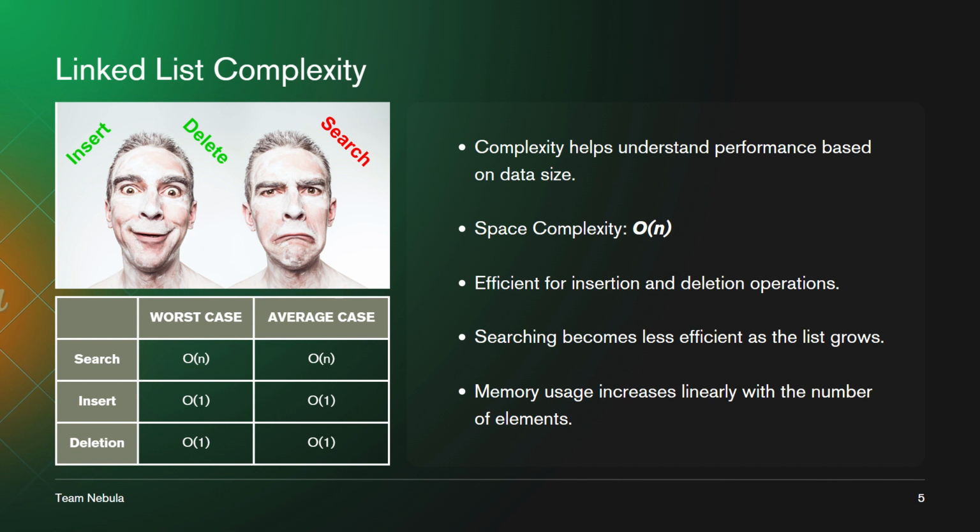Regarding the space complexity, it's big O of n. This means that as we add more elements to the list, it will occupy more memory in a linear manner, directly proportional to the number of elements. So, linked lists provide us with efficient insertion and deletion operations, but searching can take longer as the list grows. And remember, as we increase the number of elements, the memory needed will also increase in a linear fashion.